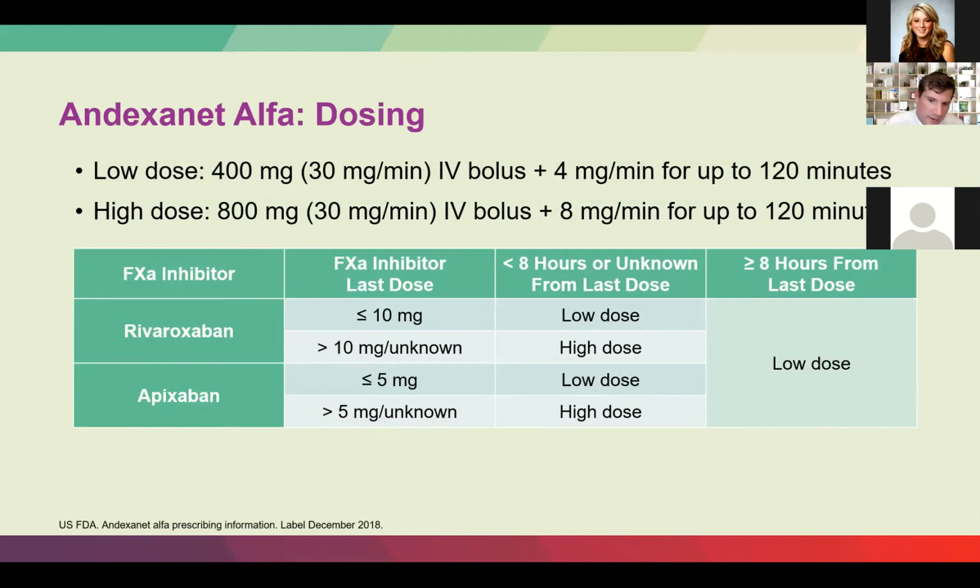So this table, given that you probably aren't going to give andexanet alfa as frequently as many other drugs in the emergency department, should be hardwired into your EMR or into your reversal policy, because it's a low incidence, high importance action, and you want to get the dosing right. This is where your ED pharmacist might be able to help you as well.